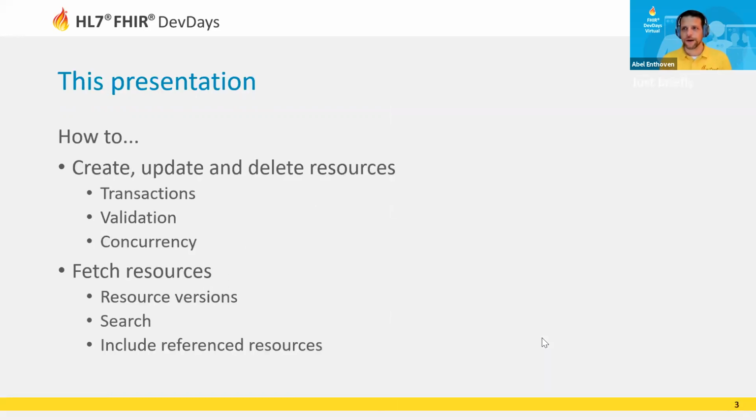So what's this presentation about? Well, I'm going to tell you some things about creation, updating, and deleting of resources, so-called CRUD operations. And I will also tell you something about transactions, validation, and concurrency when you work with FHIR servers. And then there's also the other part where you have already stored your resources and you want to get them out, to fetch them. You can do that with a FHIR API, and you can use search for that, or you can fetch a single resource. And also resource versions, which we're going to talk about, and including other resources.